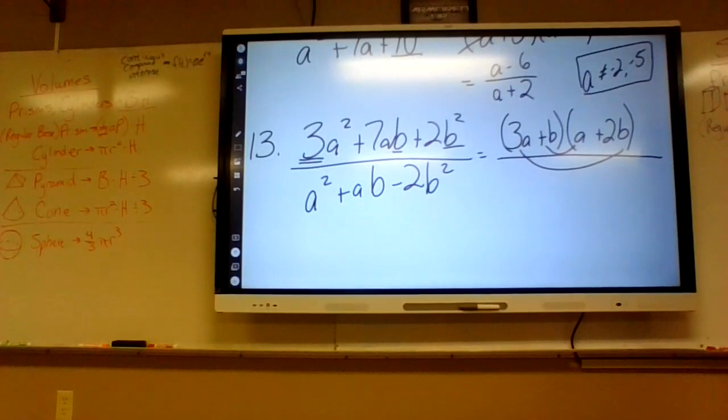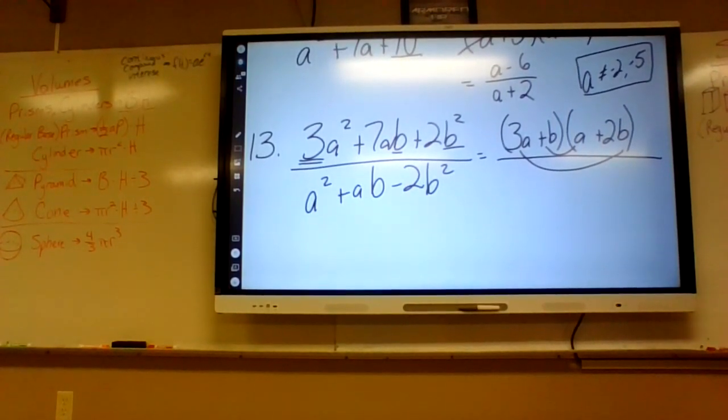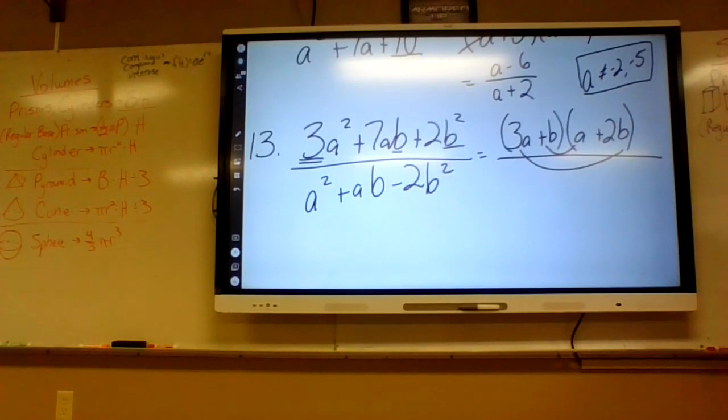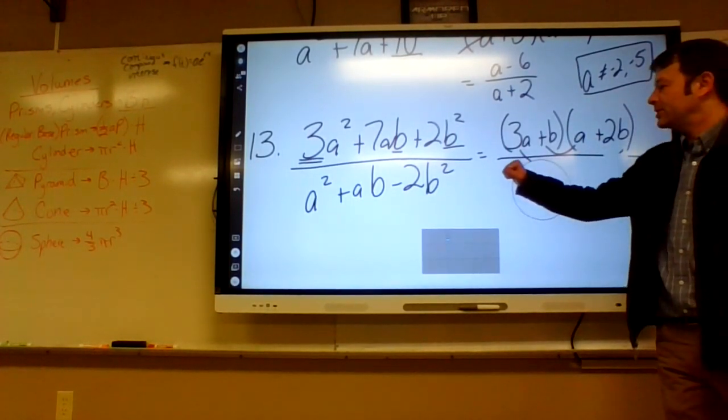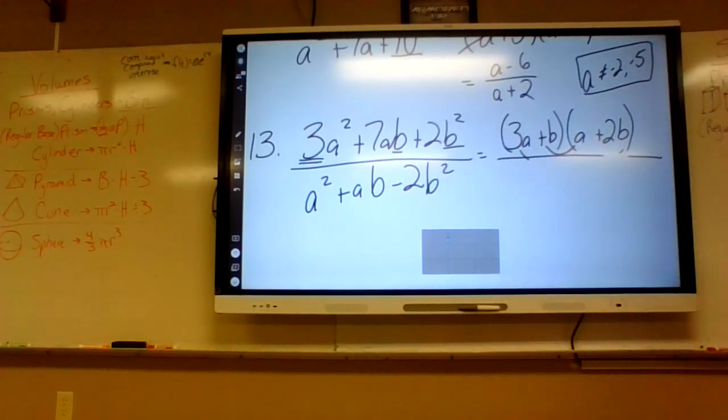So it's kind of trial and error. You gotta just plug stuff in and see if it works in that spot. So if there's a number on front, you have to check by doing outside, inside, like foiling. Make sure it gives you the middle term.